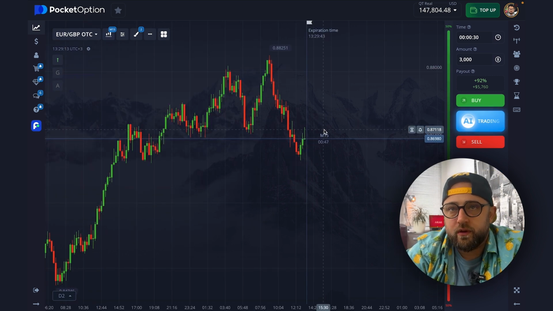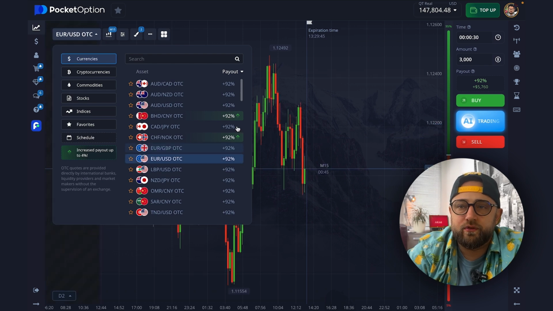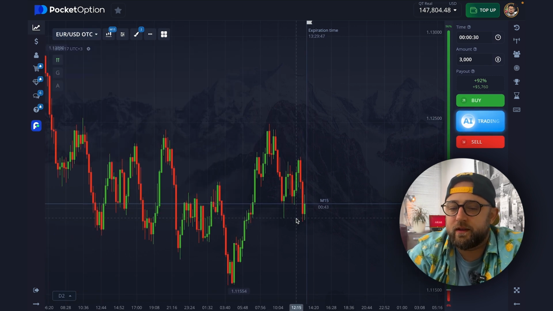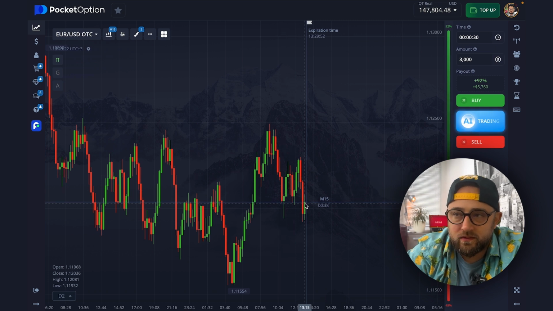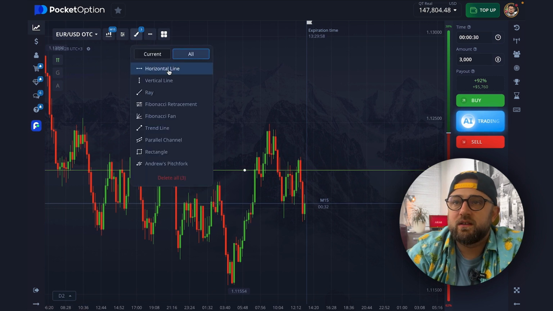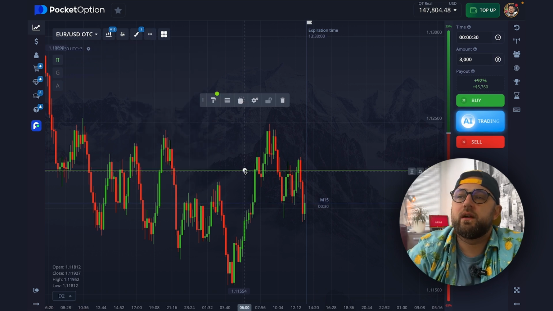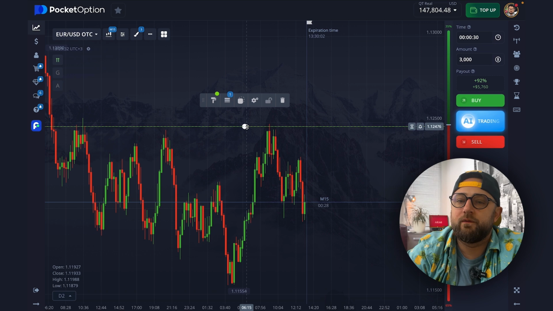Okay, let's go Euro USD, one of my favorites. Yeah, that looks good. That looks solid. Let's draw some horizontal lines on the levels.